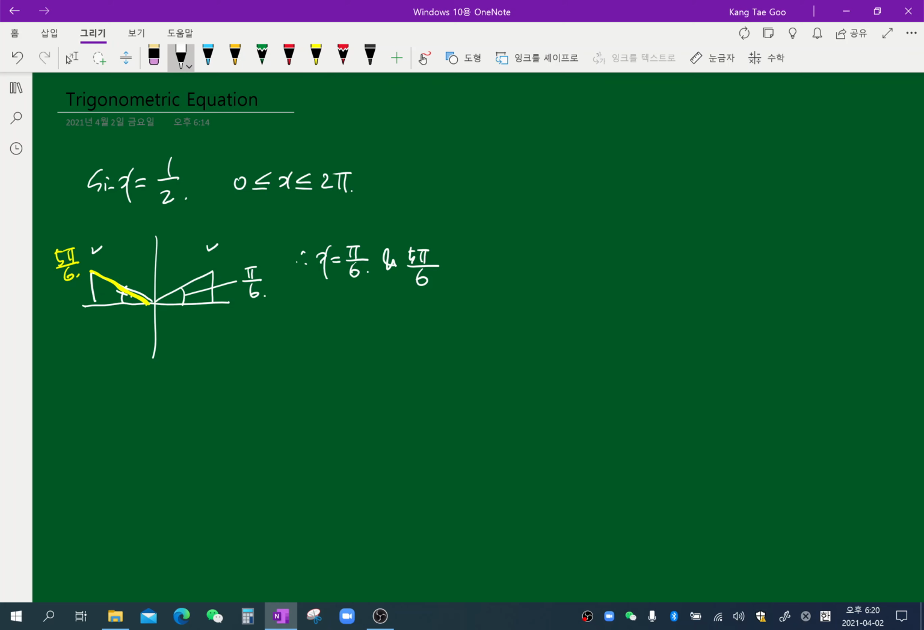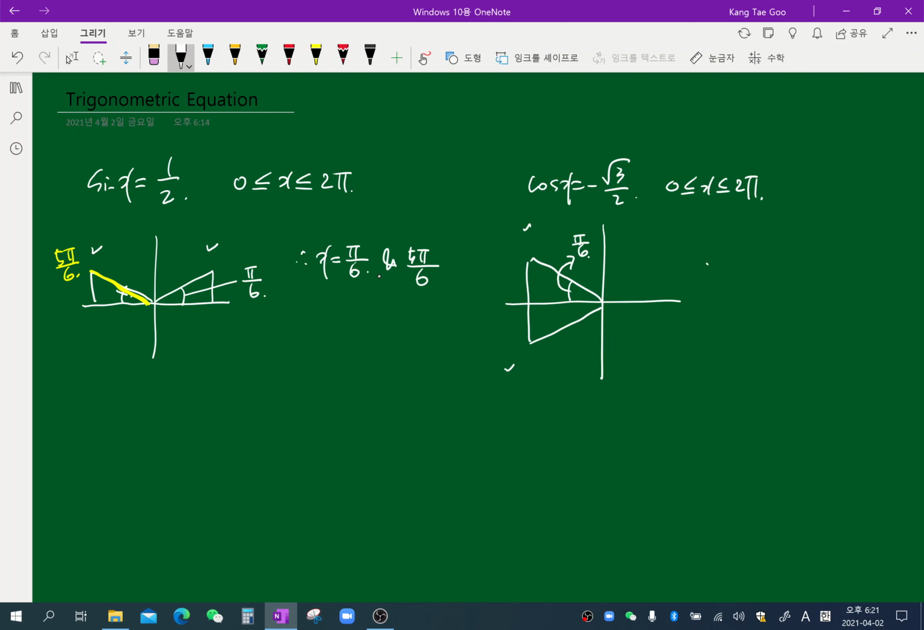Of course, we can have cosine x to be negative square root 3 over 2, and then x is in one revolution. Then cosine is negative in Q2 and Q3. So we draw a triangle like this, and then this much is again pi over 6. So the first terminal is 5 pi over 6. Why? We subtract pi over 6 from pi, right? And then the second one is 7 pi over 6. So x goes to be 5 pi over 6 and then 7 pi over 6. This is the most basic form.